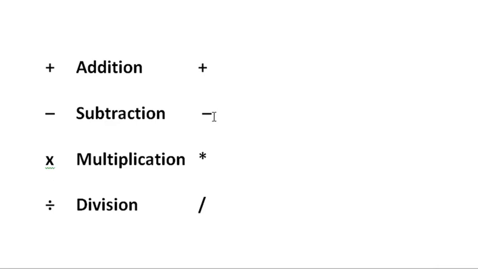In computer terms, addition and subtraction use the same symbols that we may well be used to. Multiplication, however, uses the asterisk symbol. So instead of using the X, we use the asterisk. And likewise the division symbol, which is a line with two dots, has become the /. So these are the symbols we'll use to perform these particular operations.